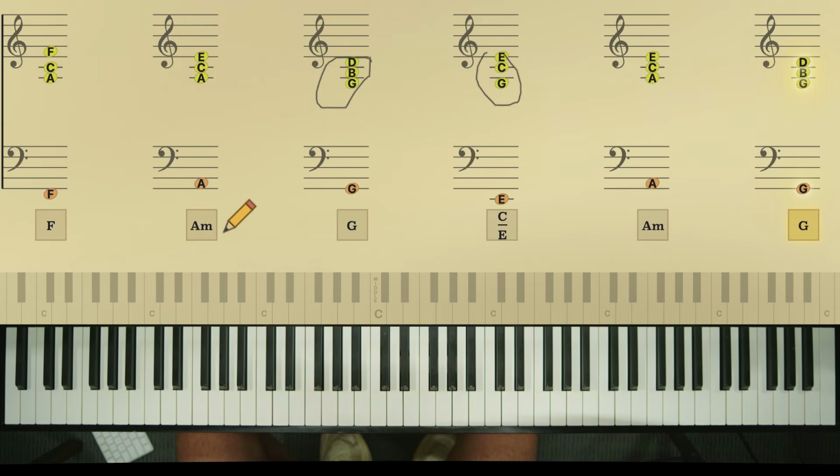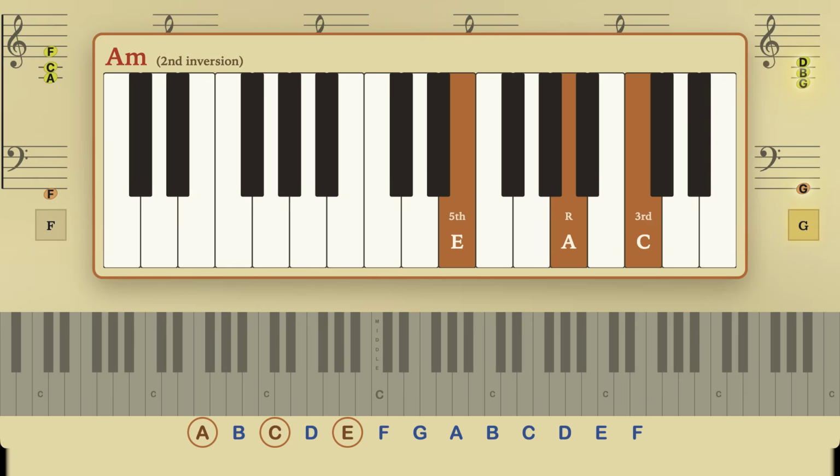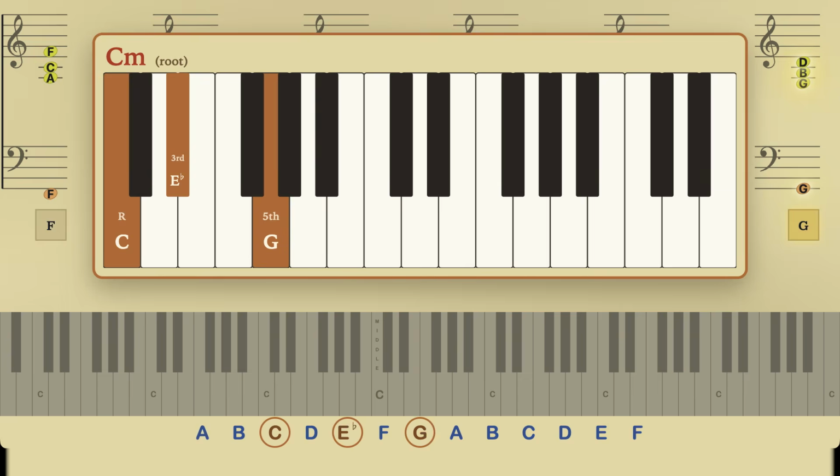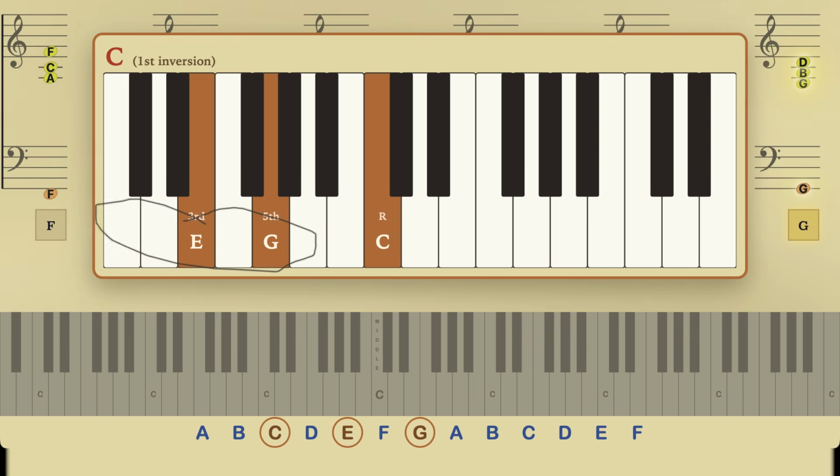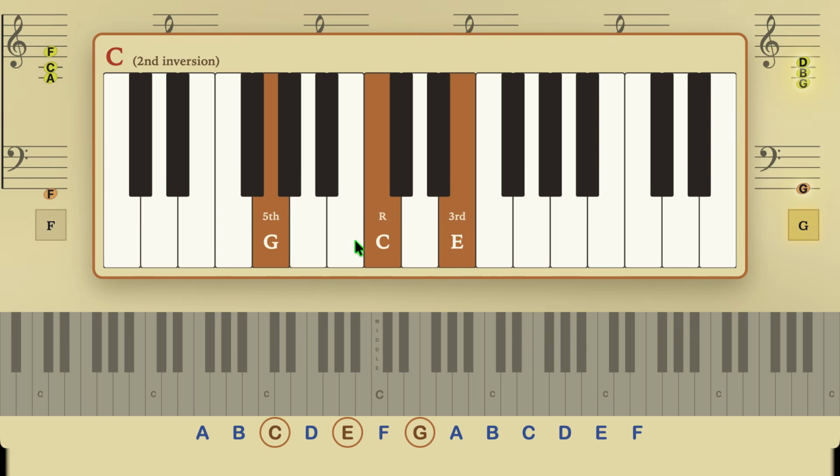So I go to the C chord, C major chord. Get it pulled up there. All right, so there's the C-E-G, root, third and fifth. Is it first inversion? It is not. It's second inversion, G-C-E. Okay, they're just switched around.